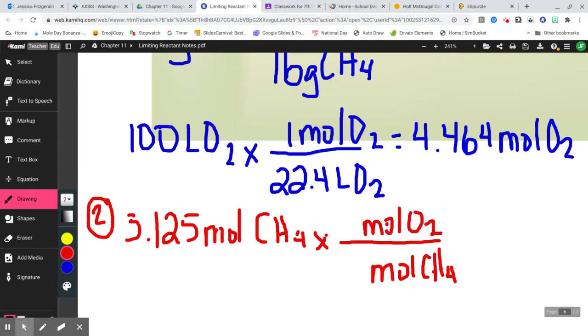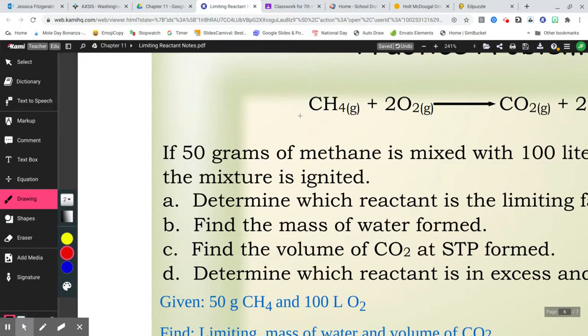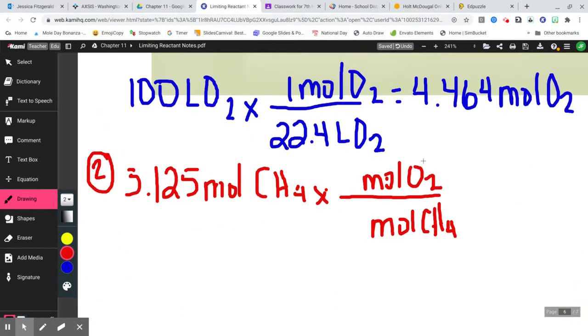To get my numbers right here, I am going to look at my balanced equation. So I have 1 methane, 2 oxygen. So I'm going to multiply 3.125 times 2 divided by 1, and this is 6.25 moles of oxygen.